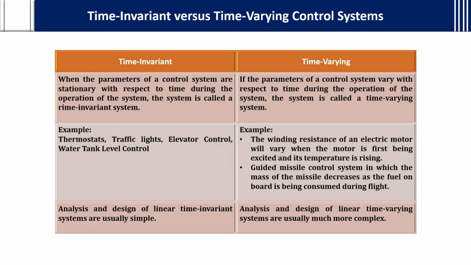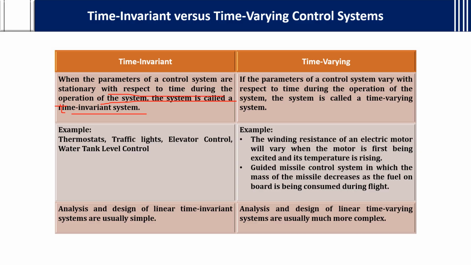Then we have time invariant versus time varying control systems. Time invariant is nothing but time is not going to vary in the control system, and time varying is where it does vary. What are the major differences? When the parameters of a control system are stationary with respect to time during the operation of the system, it is called a time invariant system. Understanding? The control system is stationary during the operation of the system with respect to time, so it is time invariant.